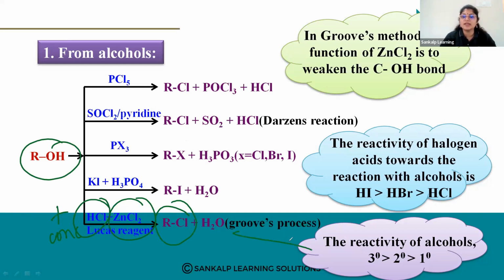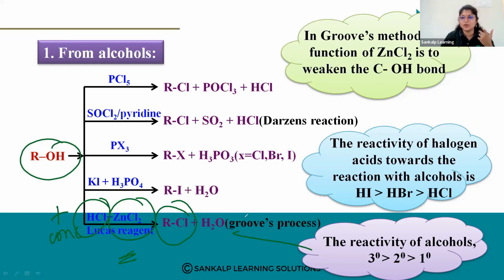This name reaction is called Groove's reaction, or Groove's process. So alcohols treated with concentrated HCl and ZnCl2, that is Lucas reagent, give alkyl chlorides plus water. This is Groove's reaction. Name reactions are very important: Darzen's reaction, Groove's reaction.